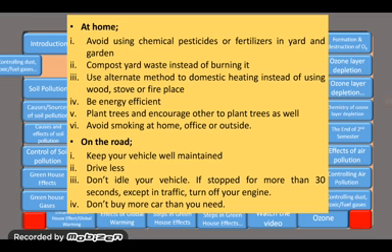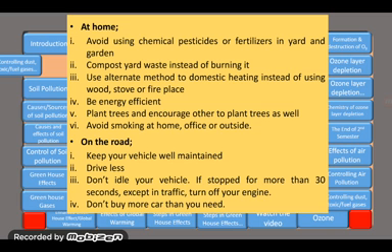So how can we control air pollution at home? The first one is we must avoid the use of chemical pesticides or fertilizers in the yard and garden. We must make sure we desist from the use of chemicals in destroying pests, and also the use of fertilizers in the yard and garden. Two, compost yard waste instead of burning it. That is, it is preferable for us to bury waste to make compost instead of gathering and burning it, as this will produce smoke into the environment.